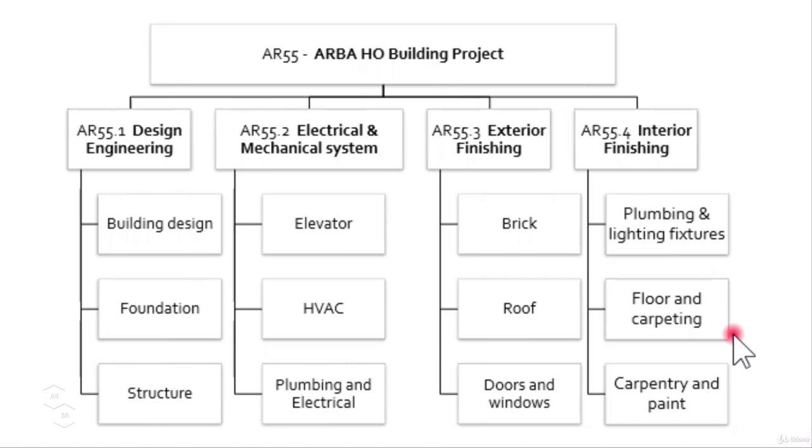As you know, we have created our project already in the Oracle Primavera P6 database, and as discussed before, now we are going to create our work breakdown structure for our project. We have divided our project into 4 phases that are design engineering, electrical and mechanical system, exterior finishing, and interior finishing. We said that every phase or section of the project is divided further into 3 work packages each. And of course, your own project may look different than what we have discussed here.